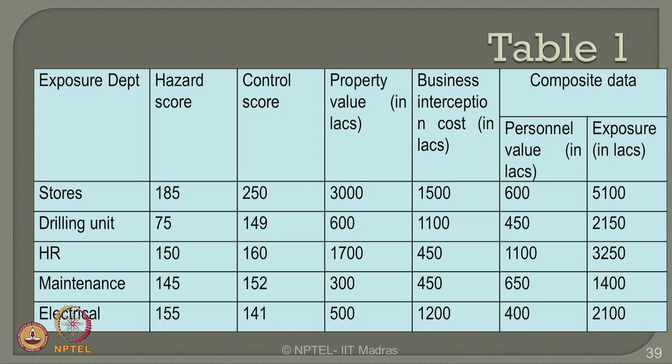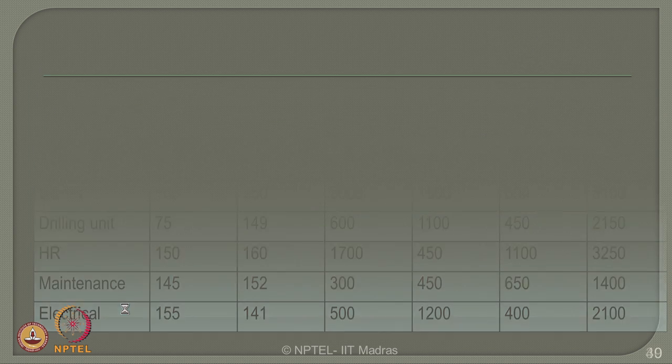Table 1 shows there are about 5 departments in a given unit. Their hazard scores and control scores are given. The property value in terms of lakhs and business interruption cost in terms of lakhs are given. The composite data in terms of personnel value and exposure in lakhs are available to you. Kindly do the risk ranking and then try to advise, as an executive, which department amongst these 5 would receive the maximum funding in terms of risk mitigation and solution for the existing risk problems.